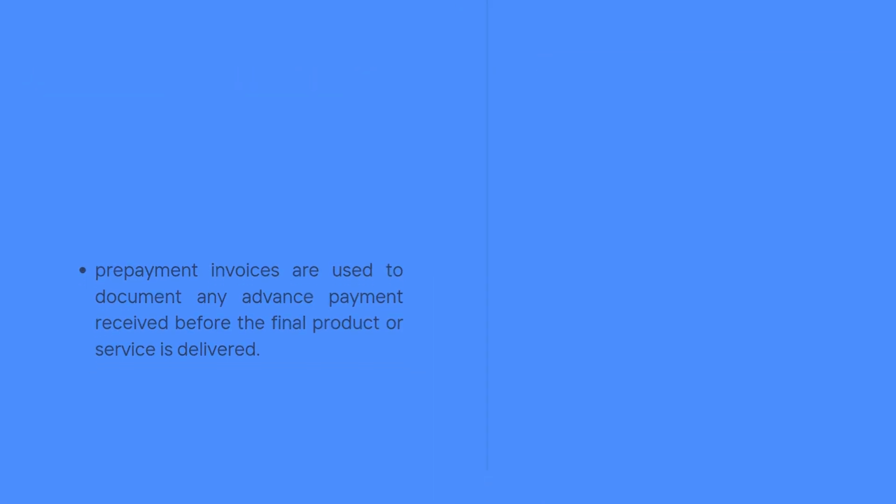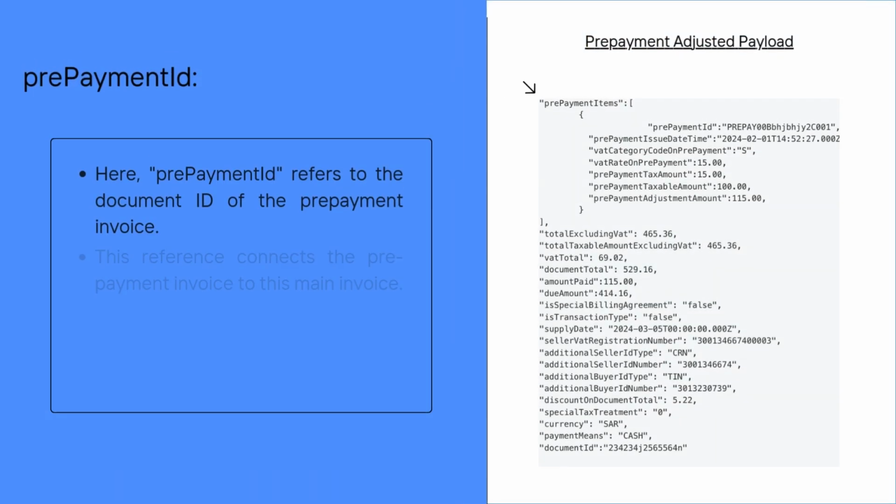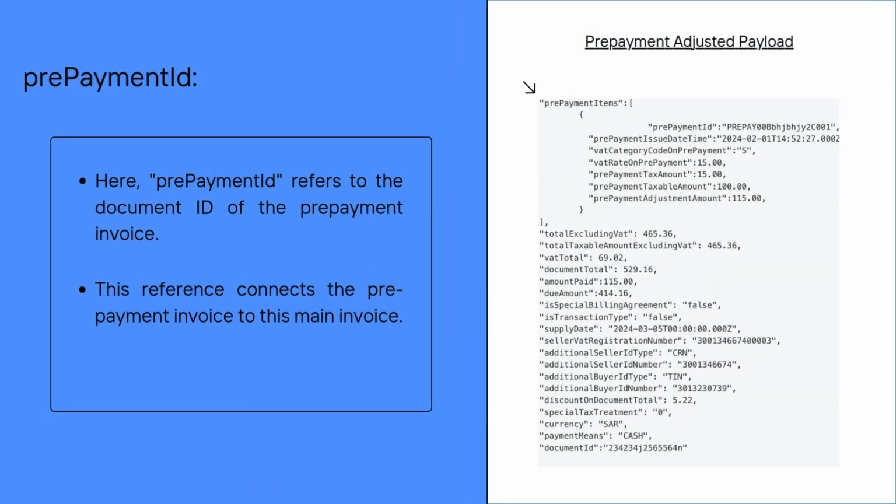And the next element is the document ID. The document ID uniquely identifies this particular prepayment invoice. This ID will help us connect this prepayment with the main invoice where the final bill occurs and this prepayment is adjusted. Now let's look at the JSON request for the main invoice where this prepayment will be adjusted.